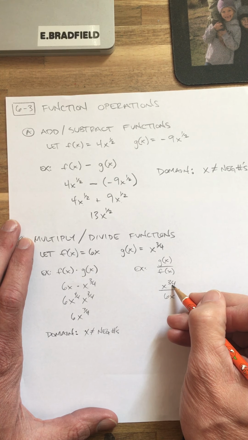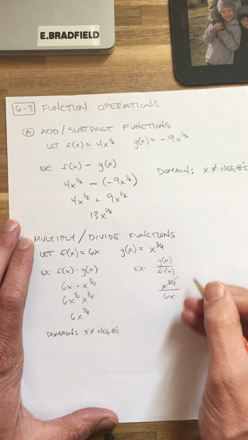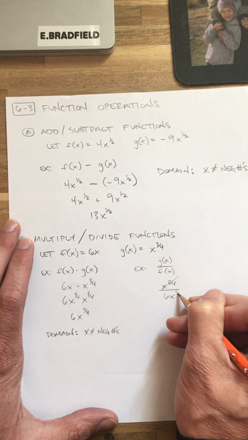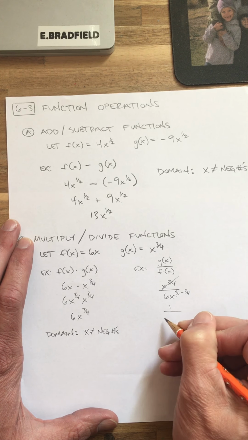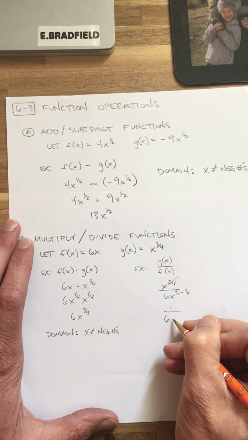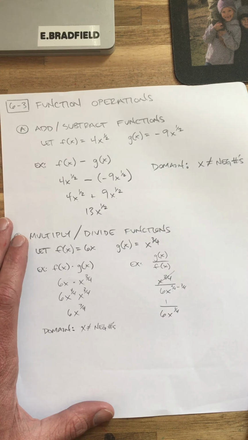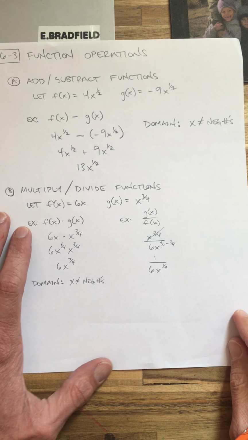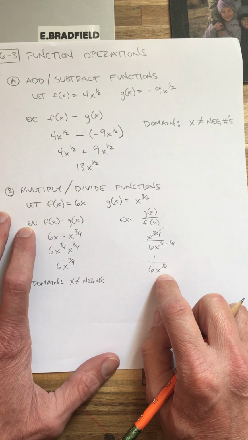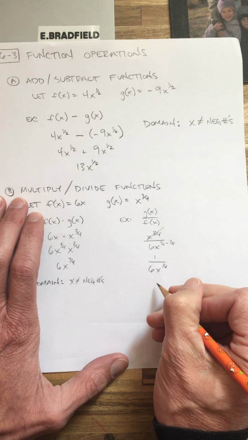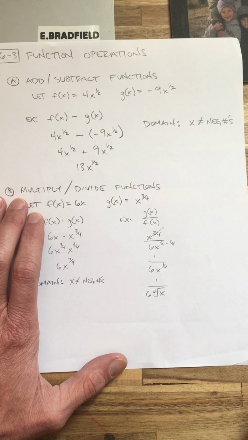Let's see what happens here. I see that this power is smaller than this power, so I'm going to bring that one down. So this is 4/4, and I'm going to subtract the 3/4. Now I get 1 over 6 times x to the 1/4. Now keep in mind, we have a radical in the denominator. Let me rewrite this so you can see it. It's 1 over 6 times the 4th root of x.